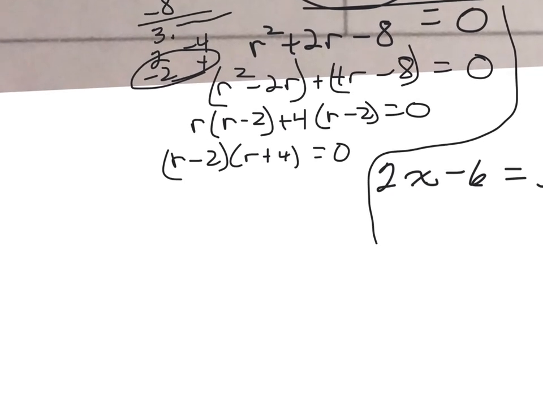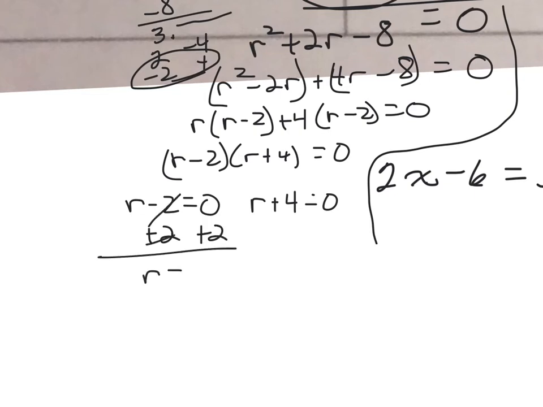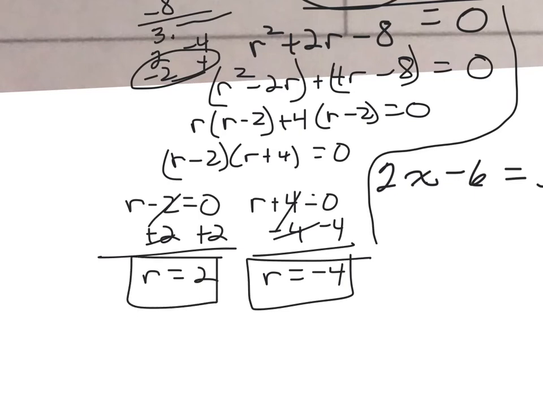And now the third part of the problem, set each factor equal to 0 and solve. R minus 2 equals 0, or r plus 4 equals 0. Adding 2 gives us r equal to 2. Subtracting 4 gives us r equal to negative 4. Okay, class, is that problem easy, moderate, or hard? Easy.